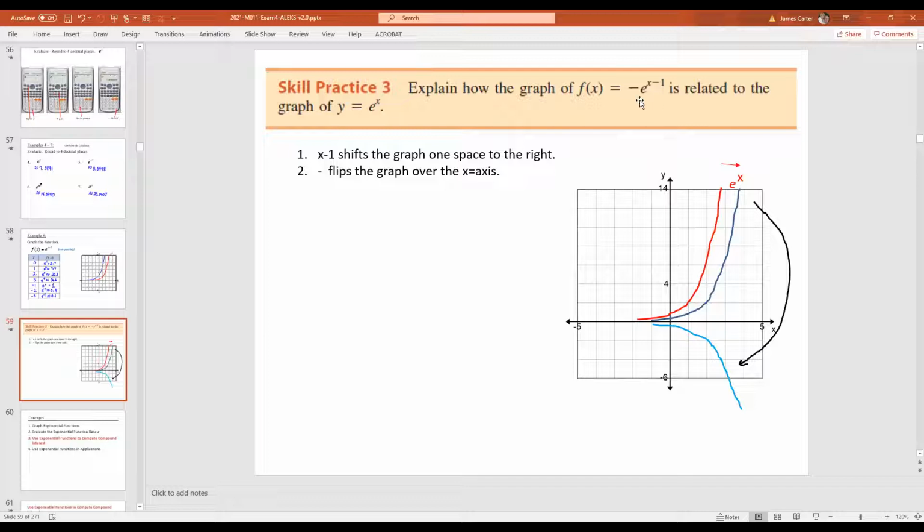Now, this is another problem where you're asking for transformations. They're wanting to know what effect that -1 there has and what effect this -1 here has. Well, first, the x minus 1 shifts the graph one place to the right. So if here's e to the x in red, the x minus 1 would shift this graph one space one space over to the right. Now, the negative in front then would take this graph and flip it upside down across the x-axis.